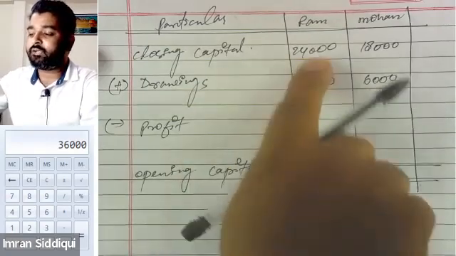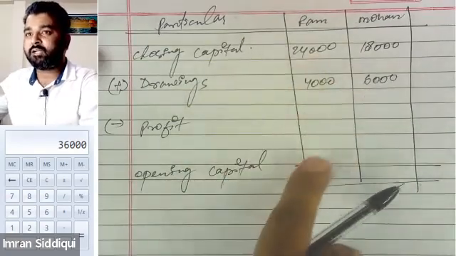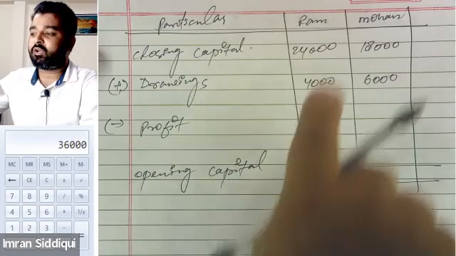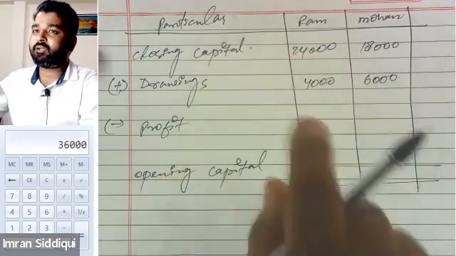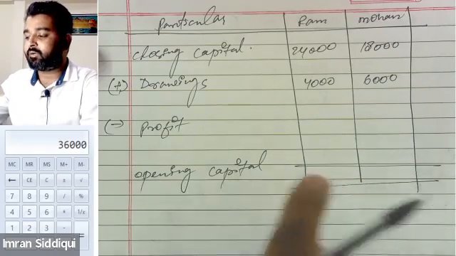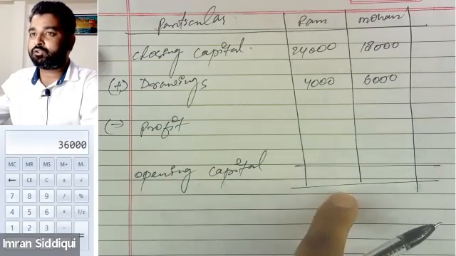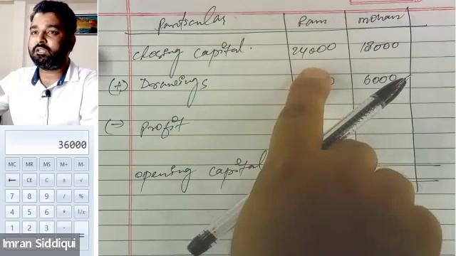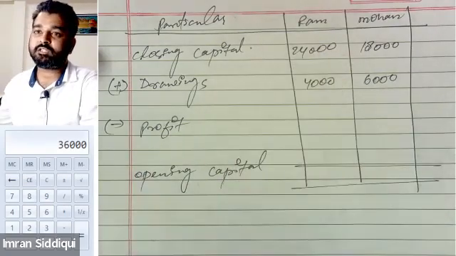So we have added drawings and we are subtracting the amount of profits since it is already included in the closing capital. But as we want to find out the opening capital, and opening capital does not contain the profit element, for that purpose I am subtracting the profit out of the 24,000 as well.